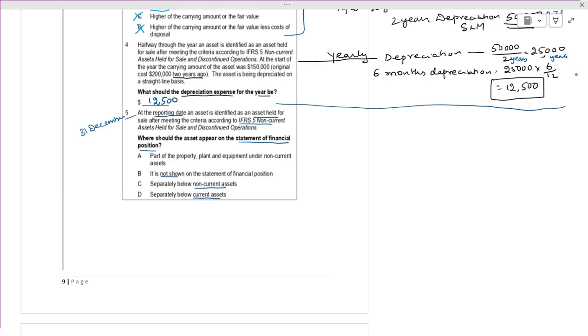Answer is, anyone? Not sure, but separately below. The moment we say non-current asset held for sale, where should it be? They are saying non-current asset held for sale, but the moment we say held for sale, it has to be shown in the current assets only.